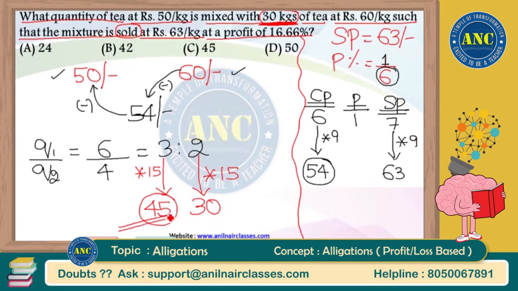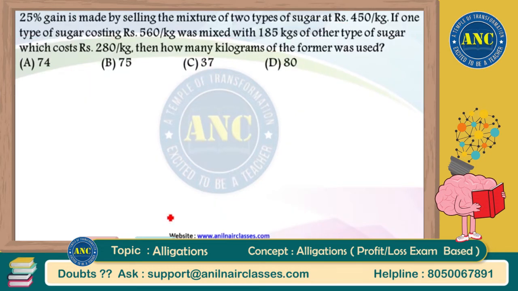I believe that you are understanding the actual usage where alligation needs to be used. Please see this question, another question for your better understanding. 25% gain is made. That means profit percentage is given as 25% by selling the mixture of two types of sugar at 450 rupees per kg. Selling price is given as 450.